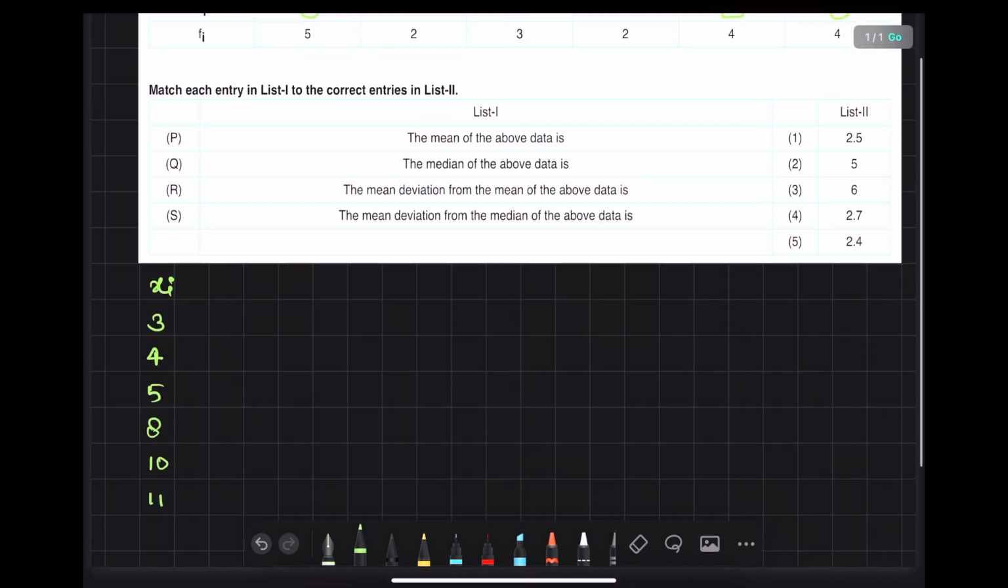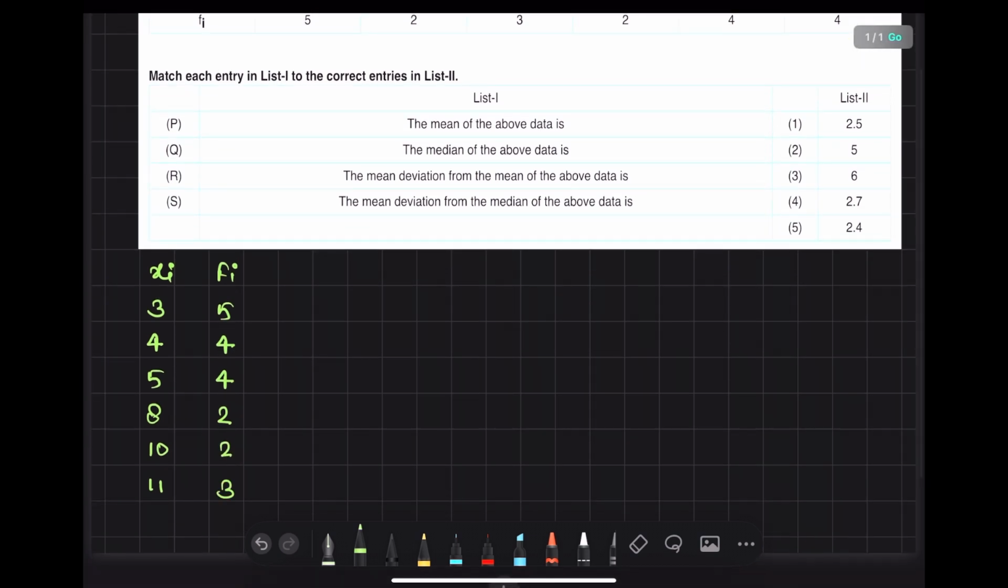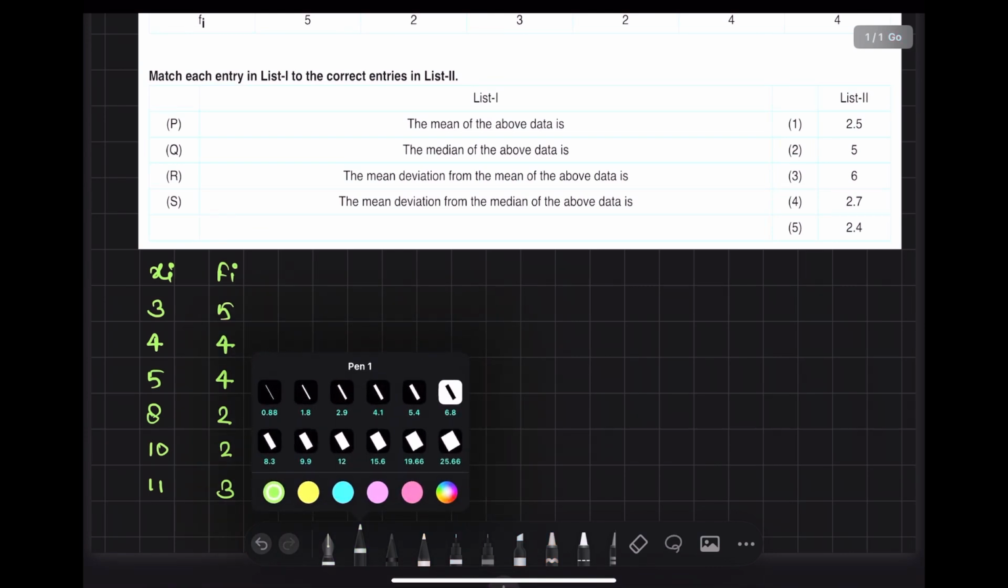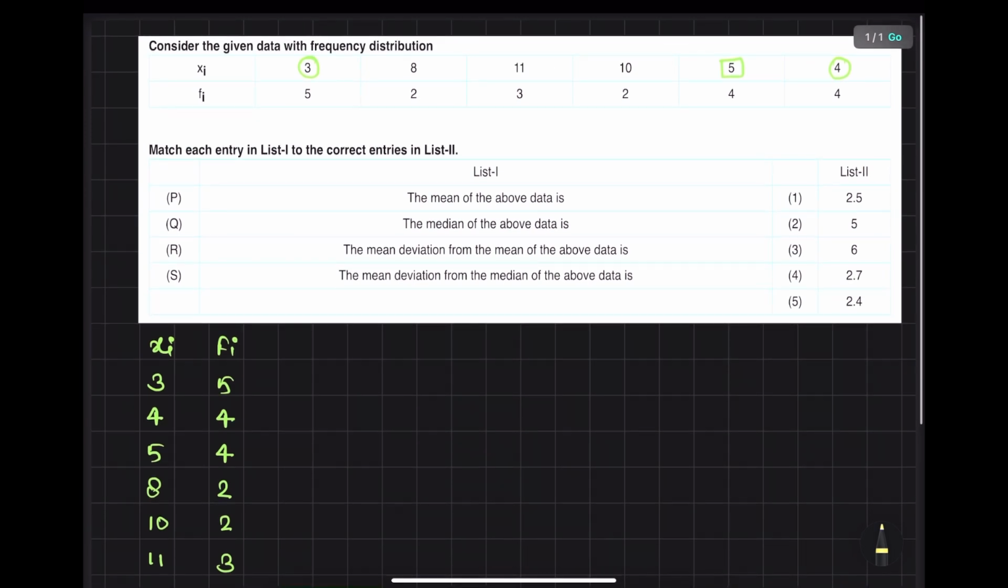Okay, now we will talk about the frequency fi. So 3 got 5, 4 got 4, 5 got 4, 8 got 2, 10 got 2, 11 got 3. Okay, now the data has been organized. Now they are asking about the mean of the above data. So the first question is you have to find the mean.